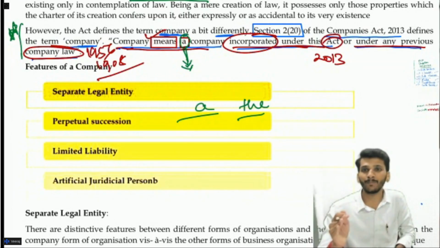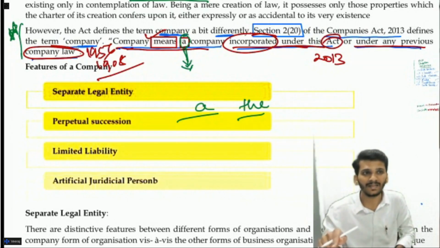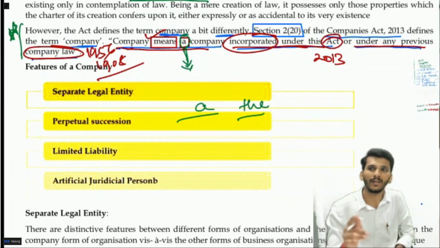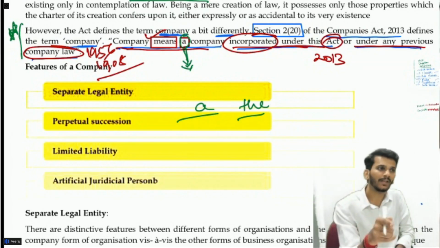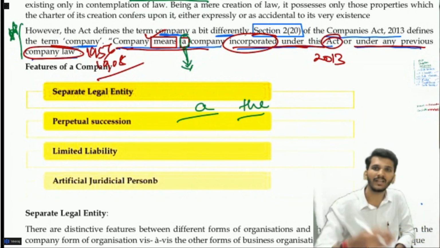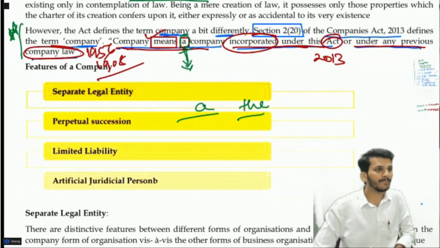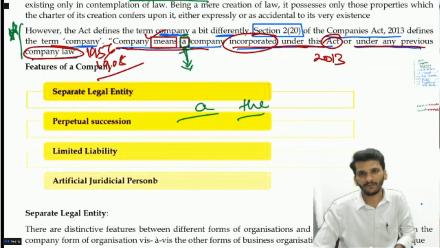They are not using "the company". The company means what? The company which is public, the company which is private. It is applicable for private also, public also, government also, section 8 also. For everything it is applicable, because of which they are using the word a. Company means a company which is incorporated under this act or any other previous company law.